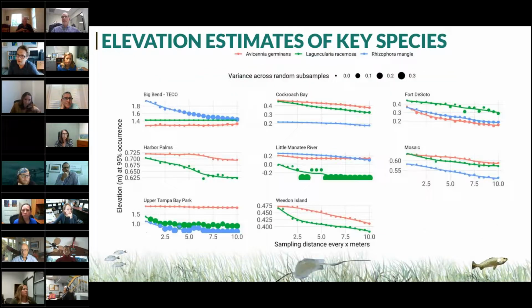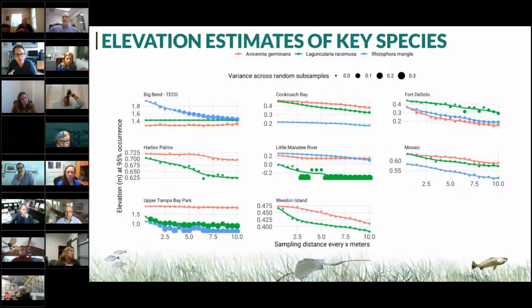The other question I had was, what if we reduce effort? Are we able to understand what elevation key species are occurring at? Key species, this is just one example of looking at the 3 mangrove species, red, white, and black mangroves. We know that these are going to be occurring at a particular elevation at a site. With sea level rise, we might see them shifting to higher elevations depending on the species. So the question we had here is, again, if we reduce sampling effort, does our ability to estimate the elevation at which these species occur change?